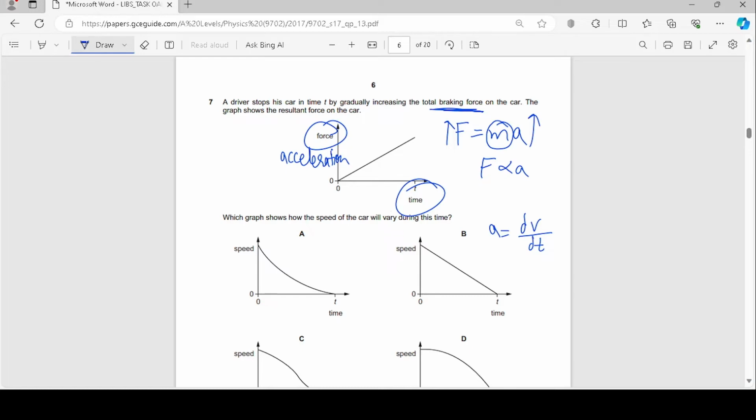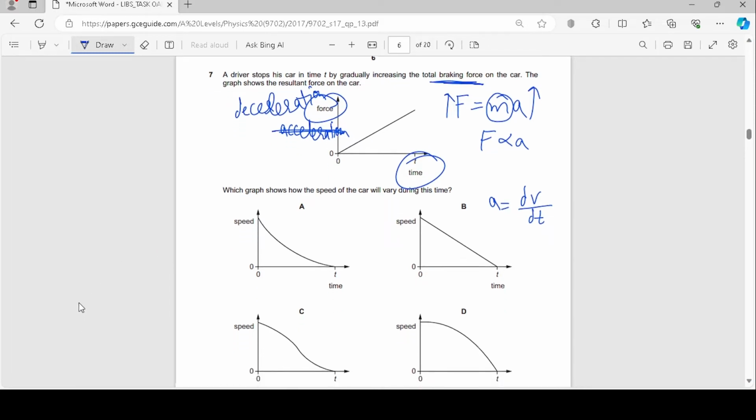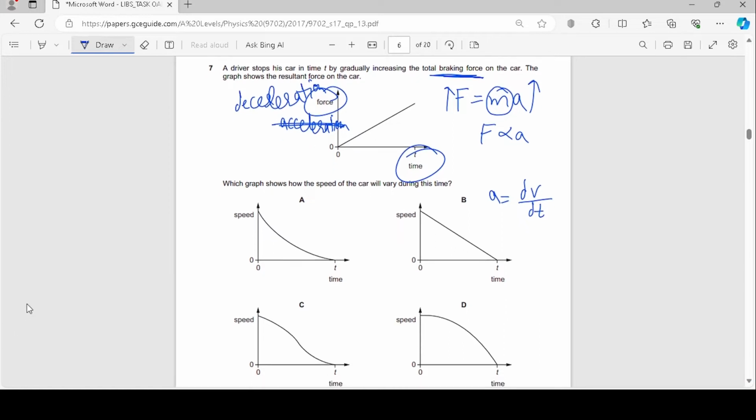So if he's decelerating, and you see from the force time graph that the force is increasing, then this quantity is deceleration. That means the gradient of that is increasing. So the negative gradient in the velocity time graph is increasing. But anyways, let's look at the graph rather than talking so much.